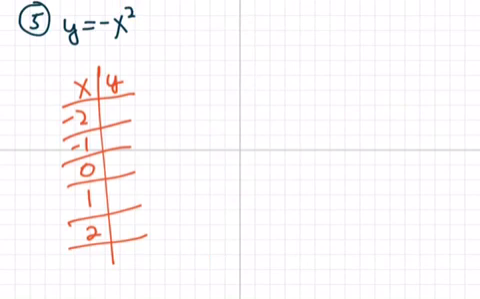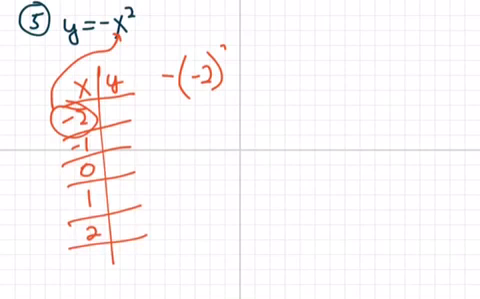In this one, to plug negative 2 in, we have to plug in with parentheses. So it'll be negative parentheses negative 2 squared. Ignoring this negative here, negative 2 times negative 2 is 4. So you have 4, but then you're bringing down this negative, and you have negative 4.